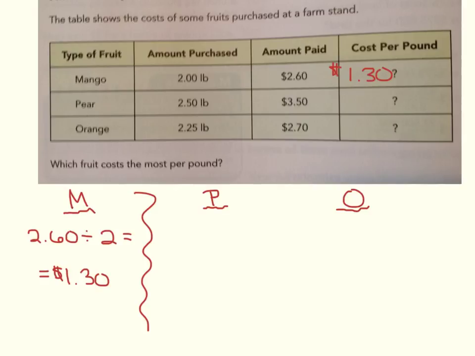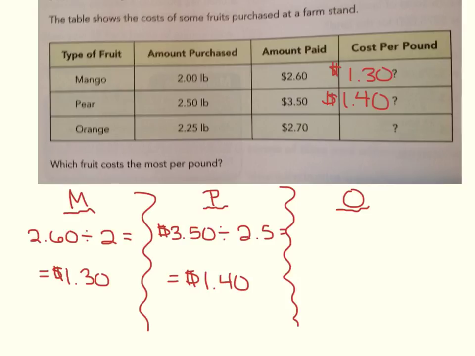For pears, the total cost was $3.50, so you always want to put the total cost first, divided by the amount purchased, which was 2.5 pounds. So $3.50 divided by 2 and 5/10 would equal $1.40. So we'll fill in our chart. Pears cost $1.40 per pound.